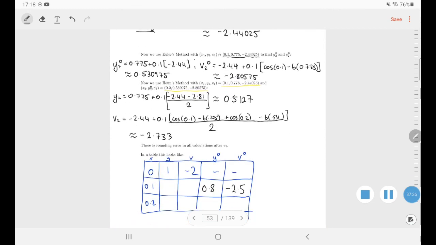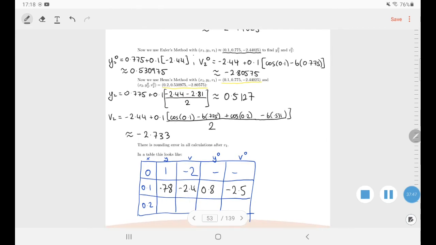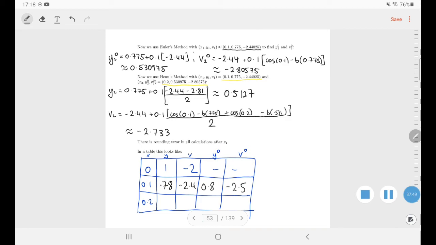Then we improved it using Heun. We found 0.775, which is 0.78 to two significant figures, and minus 2.4. Then we found two more predictors. For y, we found 0.53. And for v, we found minus 2.81. And we improved on them with the Heuns, which were 0.51 and minus 2.7. Okay.